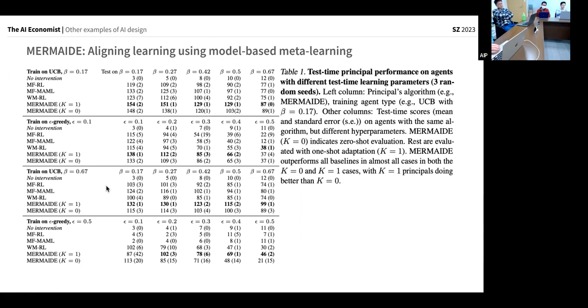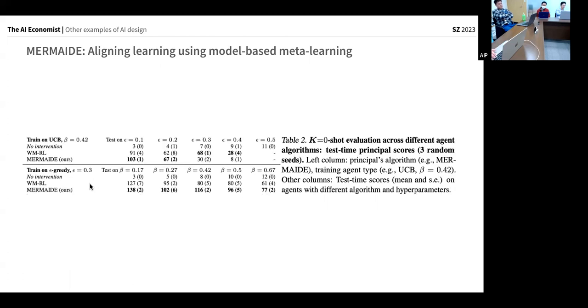Yeah, so, sorry, the third one is still UCB, train on UCB, test on UCB, but with different hyperparameters. And then here's what happens if you train on UCB, but you test on epsilon greedy agents, right? So the test time distribution is really different. And then you can do the same thing, train on epsilon greedy, test on UCB. And again, you see that Mermaid does better, okay?